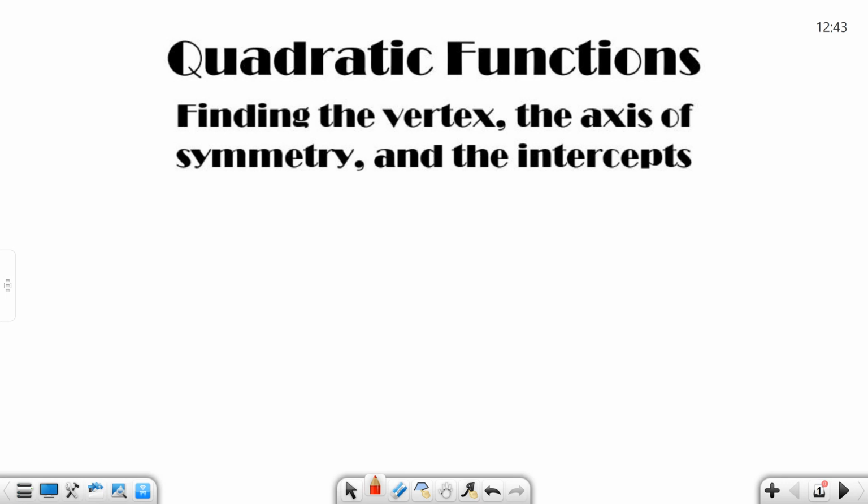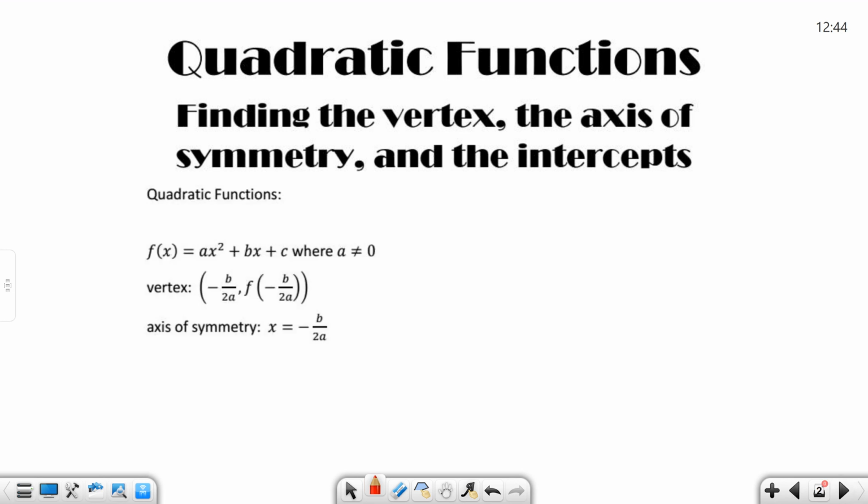Quadratic functions, finding the vertex, the axis of symmetry, and the intercepts. The x-intercepts, if we have any, and the y-intercept. So for quadratic functions, we have f of x equals ax squared plus bx plus c, where a is not 0. If a was 0, you wouldn't have x squared. It wouldn't be quadratic. The vertex is negative b over 2a, and then f of negative b over 2a.